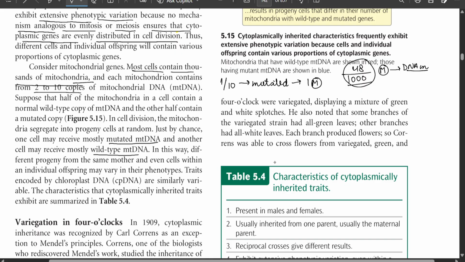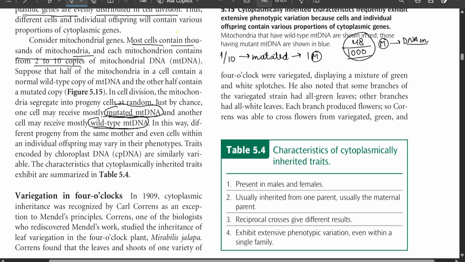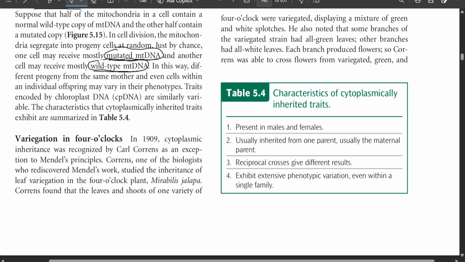Suppose in a cell division, some of the mitochondria have a mutated DNA while the other mitochondria have the wild type DNA. Now on a random segregation, some of the progeny cells will receive these mutated DNA and some of the progeny cells will receive the wild type mitochondrial DNA. In that condition, all those progeny cells which are receiving the mutated DNA will also be mutated, while those progeny cells which are receiving the wild type DNA will be normal. This can also happen with the chloroplast DNA, particularly in plants.